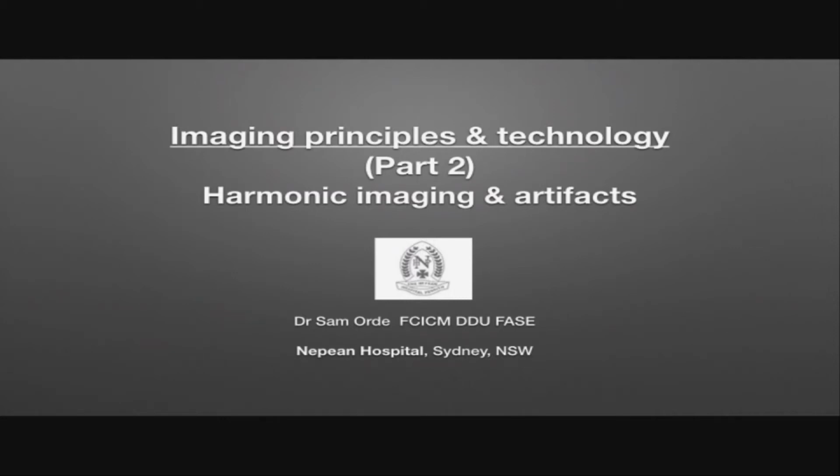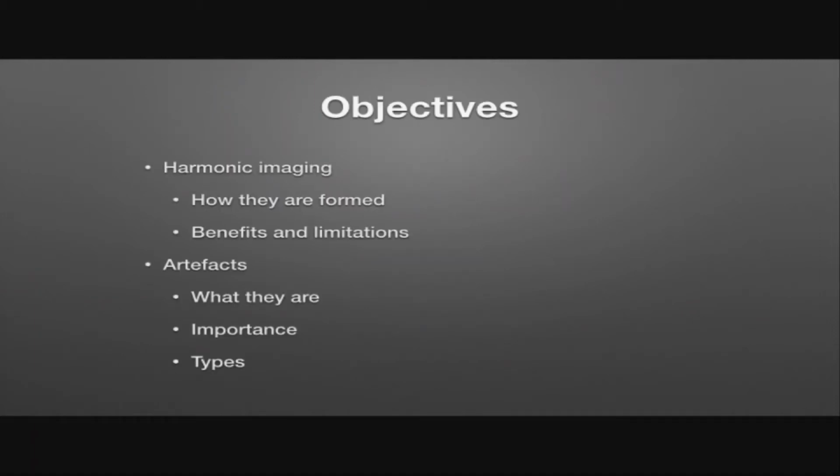And in this lecture we're going to be discussing harmonic imaging and artifacts. The objectives of this lecture are to discuss how harmonics are formed and their benefits and limitations associated with them. And the second part of the lecture is discussing artifacts. And again, what are they and how they're formed, the importance of their recognition, and we'll discuss the various types of them. And it won't include every kind of artifact that you've ever heard of, but the majority are in there, which are the ones that are most relevant, I think.